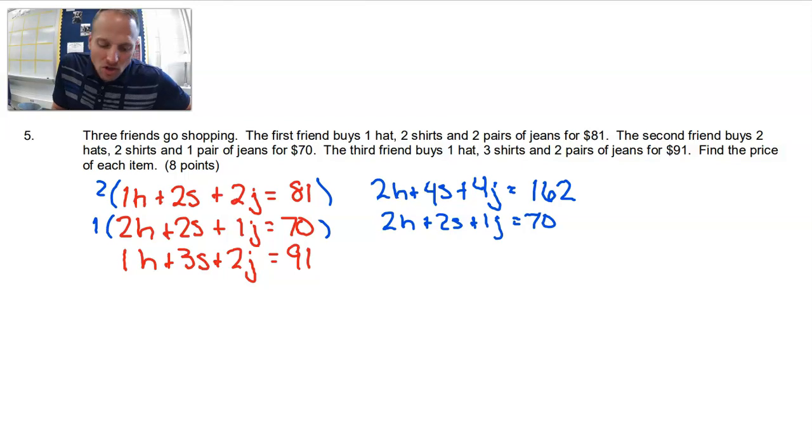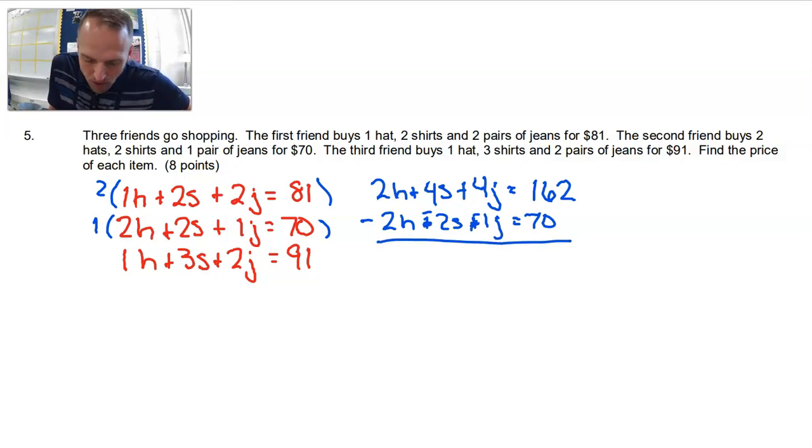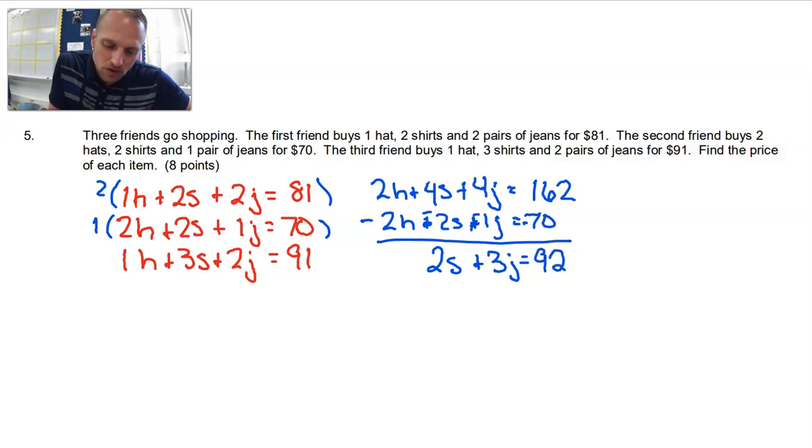Okay, now, change the signs. I'm going to change them on the bottom. And let's see what we have. 2h minus 2h is 0. 4s minus 2s is going to be 2s. And 4 minus 1 is going to be 3j. And 162 minus 70, that's going to be 92. So that's our first equation.